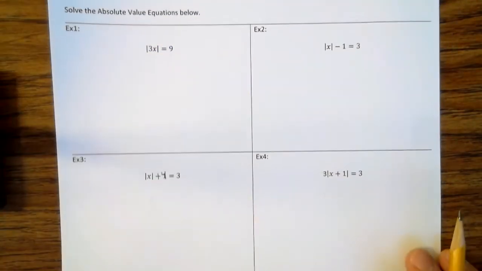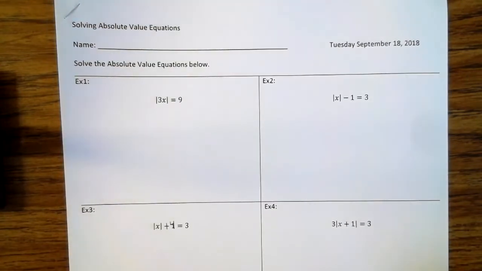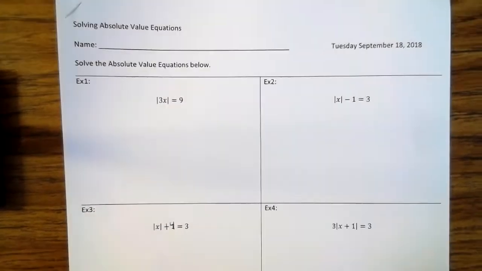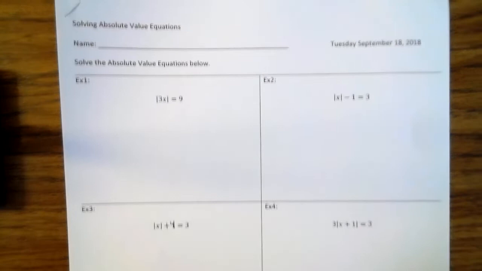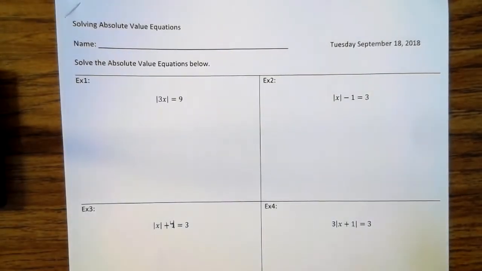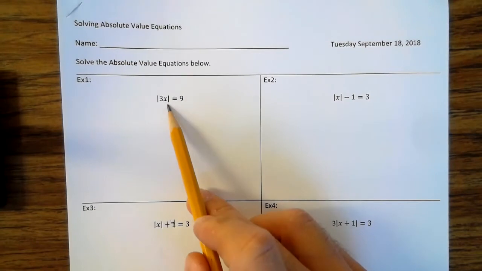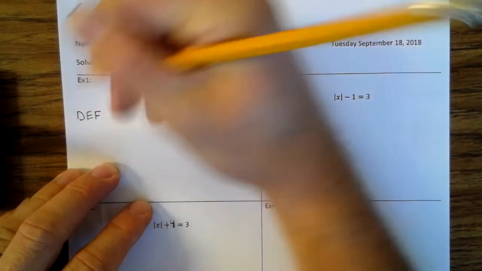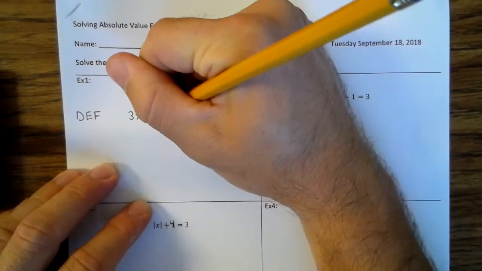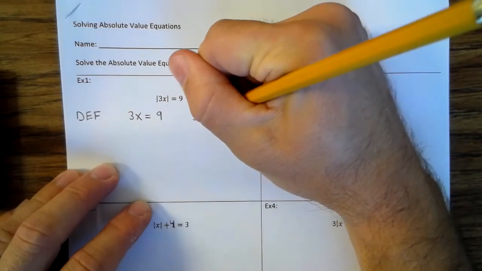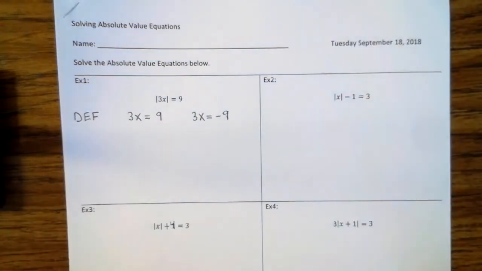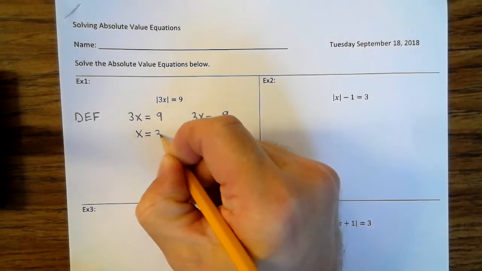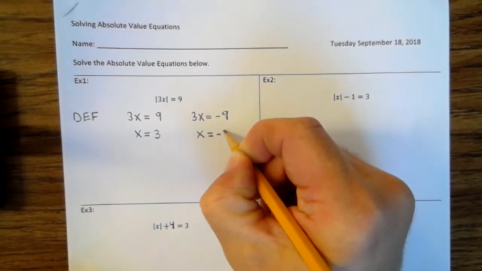Let's take a look at the examples. Example 1. Step 1, and let me see if I can adjust the lighting here. All right. Now, step 1, isolate the absolute value. It's already isolated. So step 2, apply the definition. So 3x equals 9 and 3x equals negative 9. All right. Step 3, solve. So we divide by 3, x equals 3. Divide by 3, x equals negative 3.